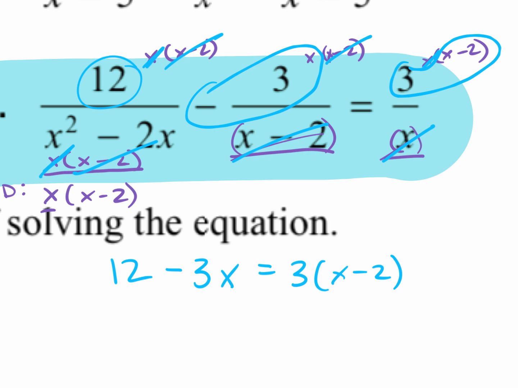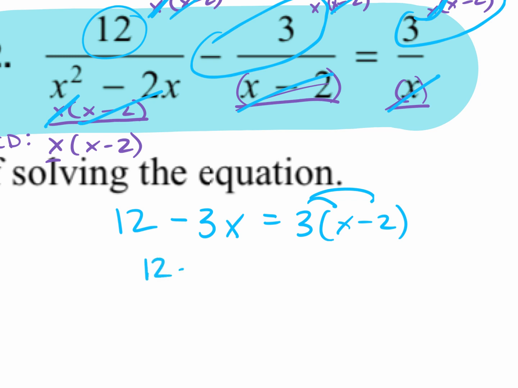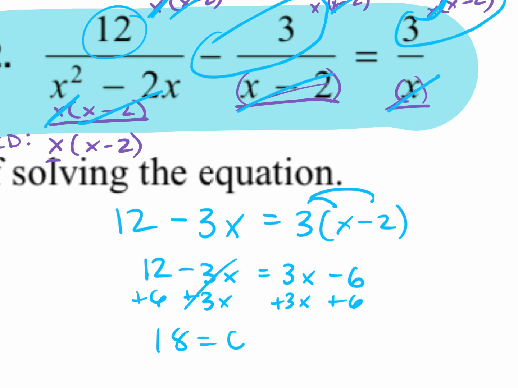From here, we solve. We're going to distribute the 3. So 12 minus 3x is equal to 3x minus 6. What's next? Combine like terms. We're going to add 3x to move it to the other side, and add 6. So 18 is equal to 6x.